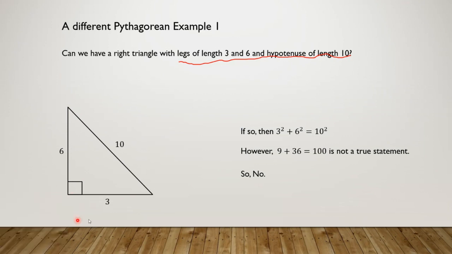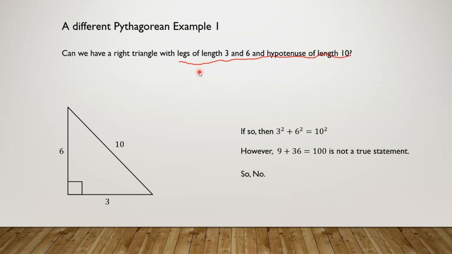Yes. It would look something like this, right? Okay, well, what does Pythagorean's theorem say? Well, it says that 3 squared plus 6 squared would be 10 squared. But is that true? Well, if you work this out, the answer is no, because you get 9 plus 36 is 100, and that is not a true statement.